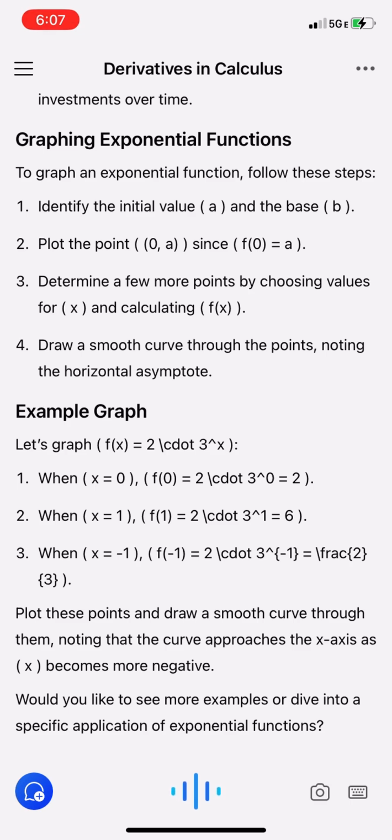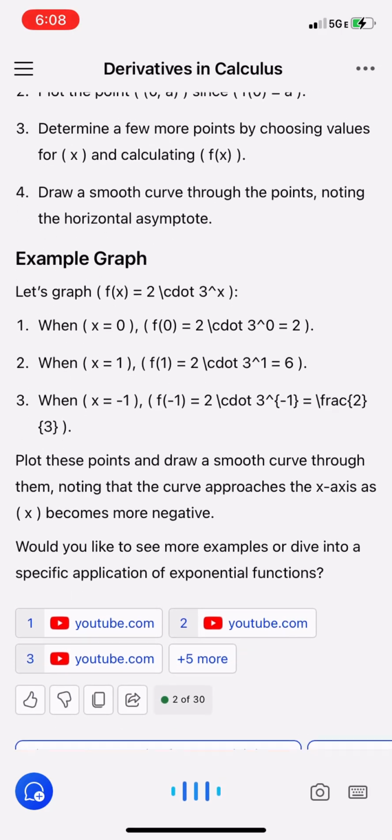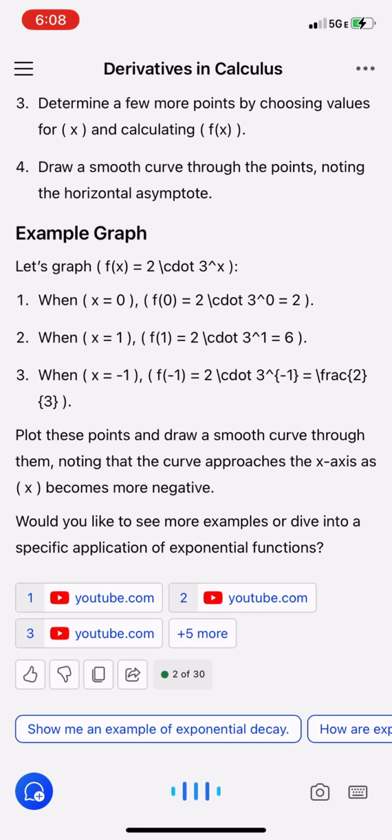Example graph. Let's graph f(x) equals 2 times 3 to the power of x. When x equals 0, f(0) equals 2 times 3 to the power of 0 equals 2. When x equals 1, f(1) equals 2 times 3 to the power of 1 equals 6. When x equals -1, f(-1) equals 2 times 3 to the power of -1 equals 2/3. Plot these points and draw a smooth curve through them, noting that the curve approaches the x-axis as x becomes more negative.